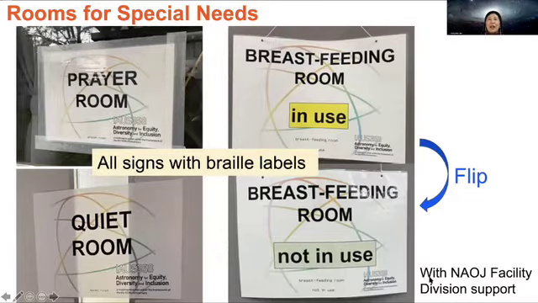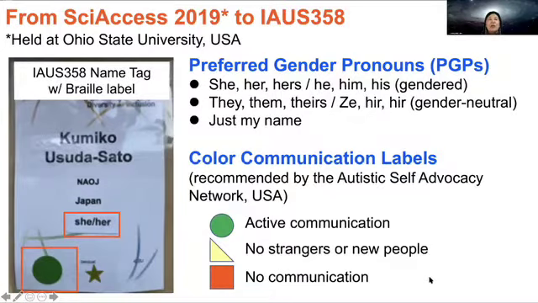Considering the broader needs of participants, we provided additional rooms such as a prayer room, a quiet room, and a breastfeeding room with NAOJ facility division support. We added Braille labels for all signs. We also created an original name tag to make smooth communication among participants.